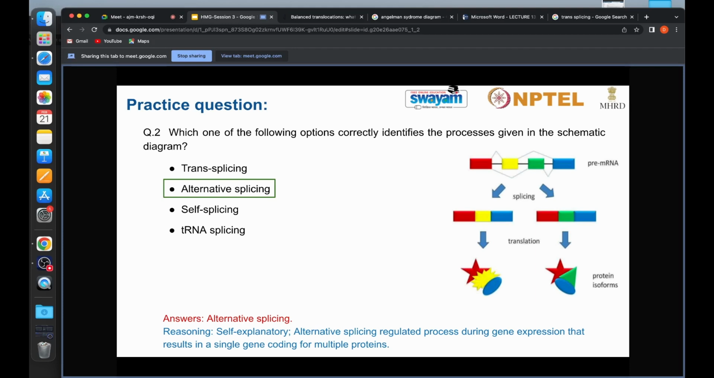Or you can also see that in certain cases, introns could be retained due to the missing of the splice site. The spliceosome was not able to splice it out. So in that case, exon 2 and 3 could be present along with the intron as a single exon in one transcript. That is all covered inside alternative splicing. So the correct answer was alternative splicing.